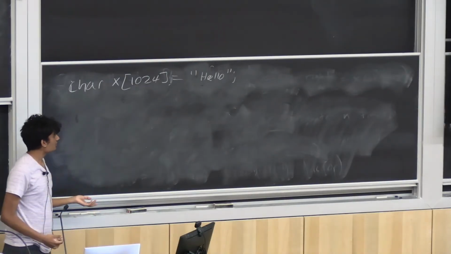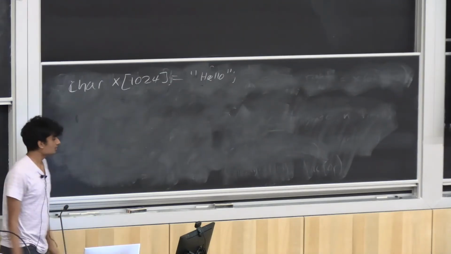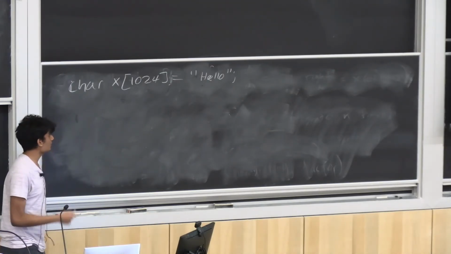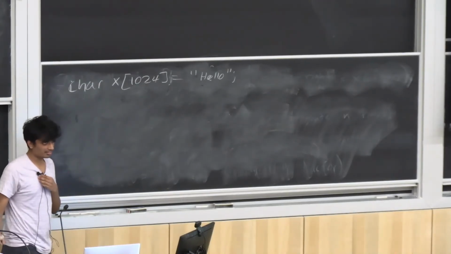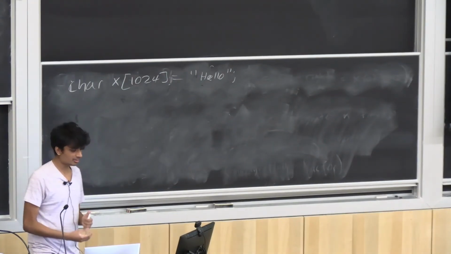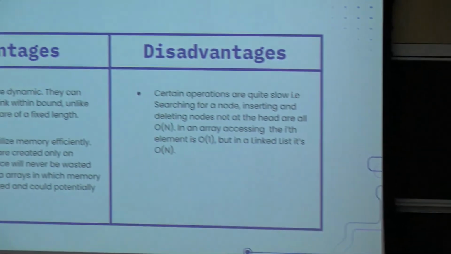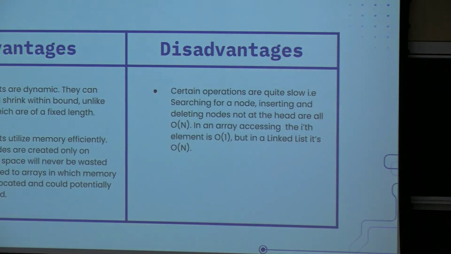Now, disadvantages. In a linked list, operations are pretty slow. In a worst case scenario, when we add a node, we will have to traverse all the way up until the tail. In that case, that will be O(n). Similarly with delete and traversing the entire linked list, it will be O(n). In an array, for example, accessing the ith element is O(1). But in a linked list, we will have to traverse until we reach the ith node. And that would be O(n).